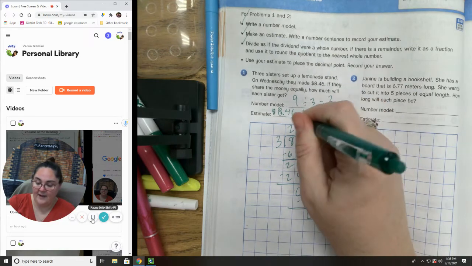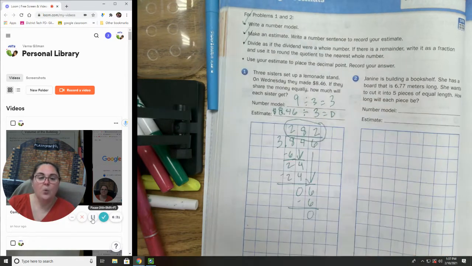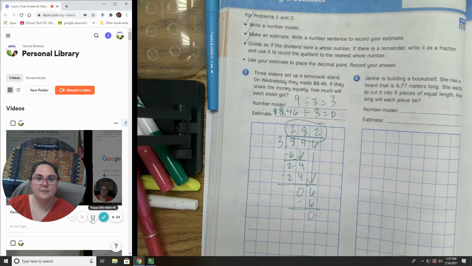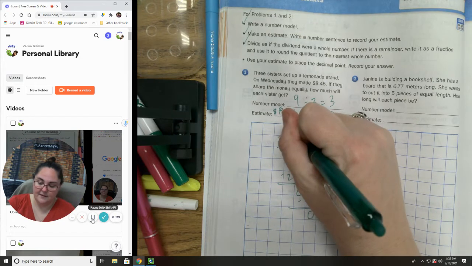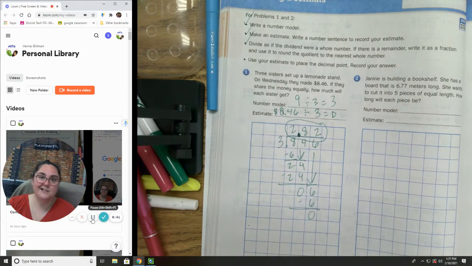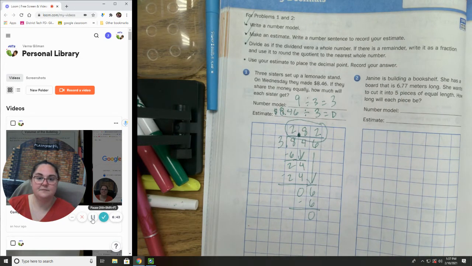And right now I have 282. Where would I put my decimal to make my answer about 3? Well, right here. $2.82 is about $3.